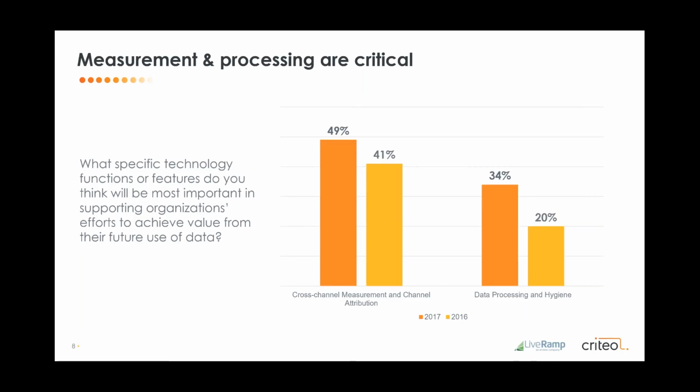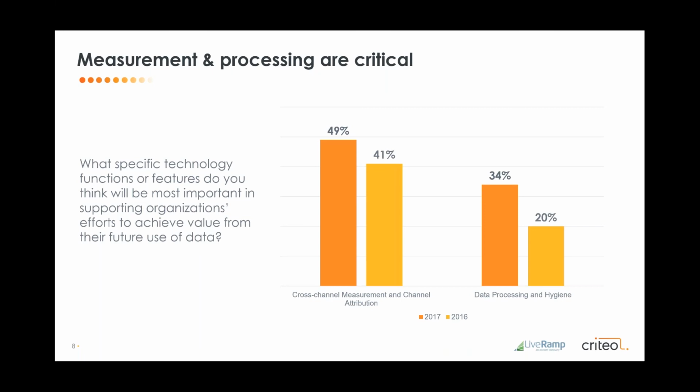We also found in another survey, this one from the Winterberry Group, that measurement and processing were specifically called out by marketers as critical pieces of technology that are going to be important. If you look at the 2016 versus 2017 results, you can see that cross-channel measurement and channel attribution increased from 41 to 49% of marketers who specifically called this out. Almost half called this out and said, this is important to me as a marketer in 2017, and I would project if we did this again in 2018, it would only continue to rise.